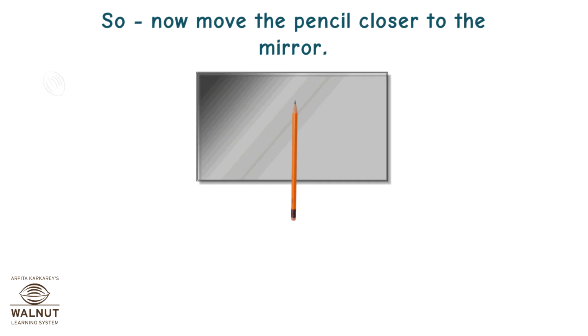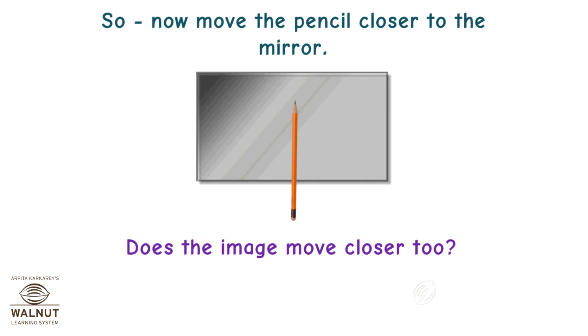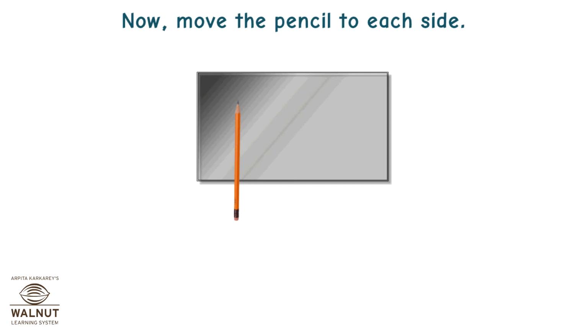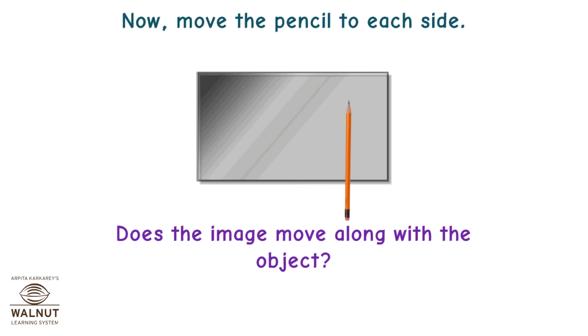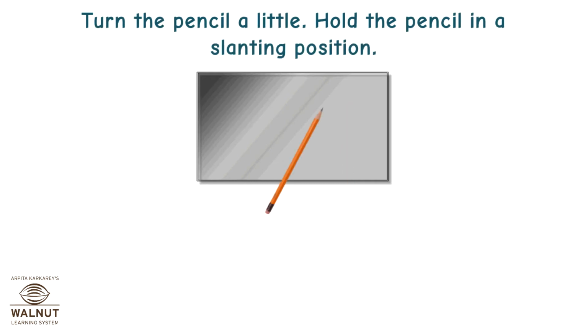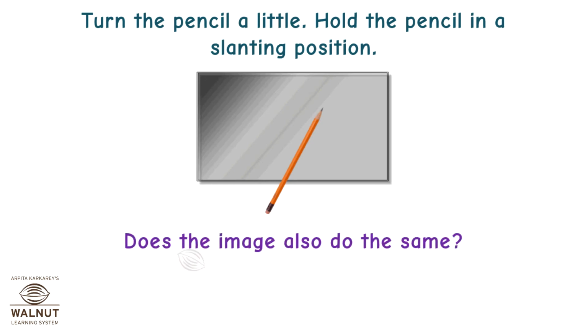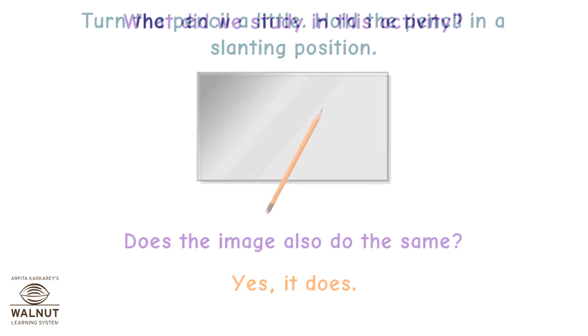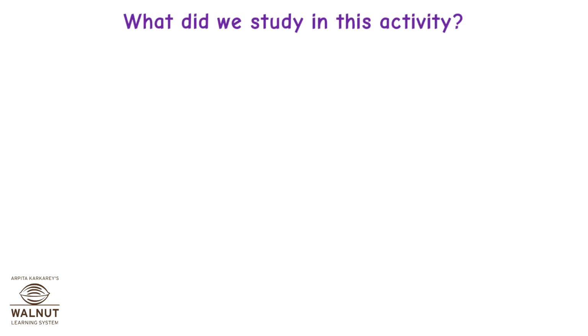So now, move the pencil closer to the mirror. Does the image move closer too? Yes, it does. Now, move the pencil to each side. Does the image move along with the object? Yes, it does. Turn the pencil a little. Hold the pencil in a slanting position. Does the image also do the same? Yes, it does.